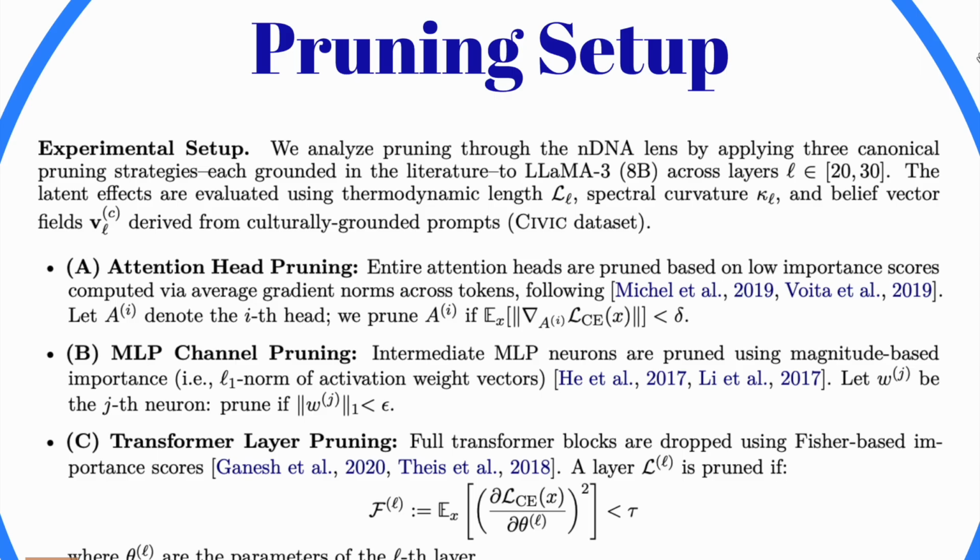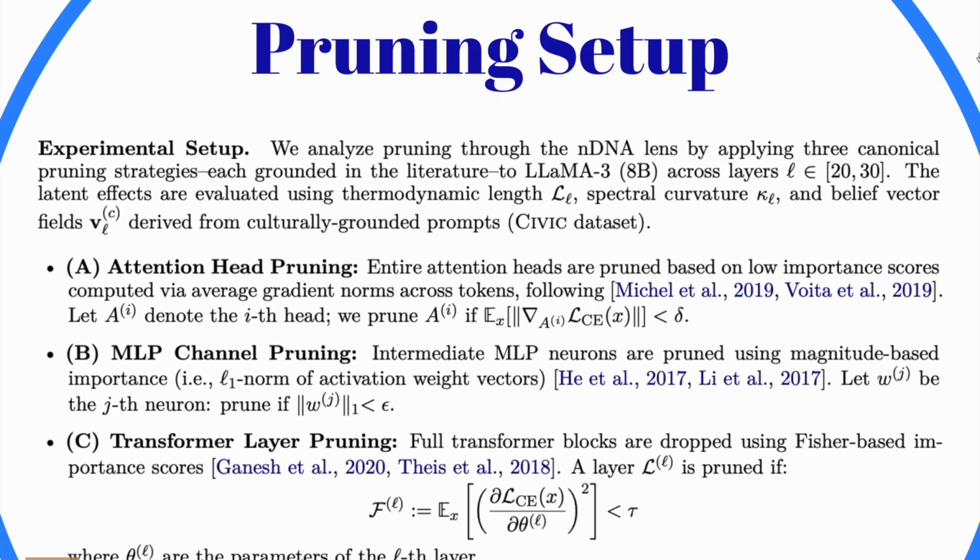Second kind, MLP channel pruning. For each intermediate MLP neuron, we compute the L1 norm, the sum of absolute values of its activation weight vector. If this magnitude is smaller than a small threshold, call it epsilon, we remove that channel. Intuition, low magnitude channels contribute weakly across inputs and can be dropped with minimal immediate loss impact.